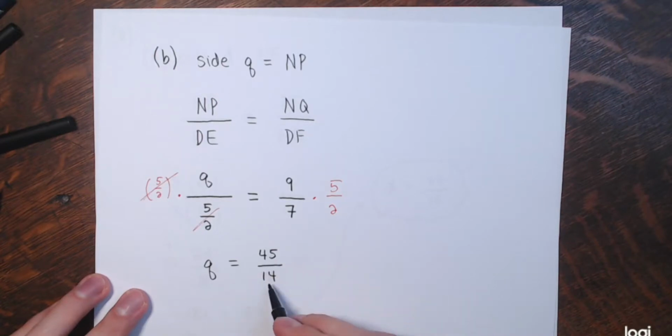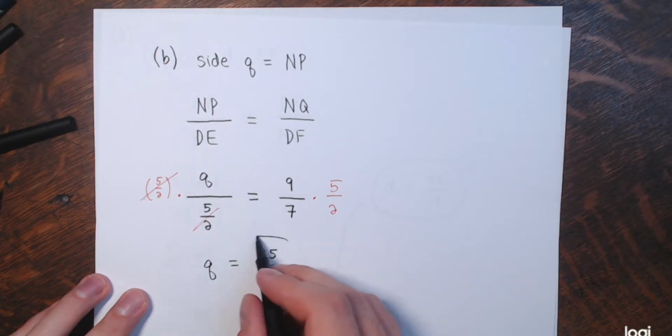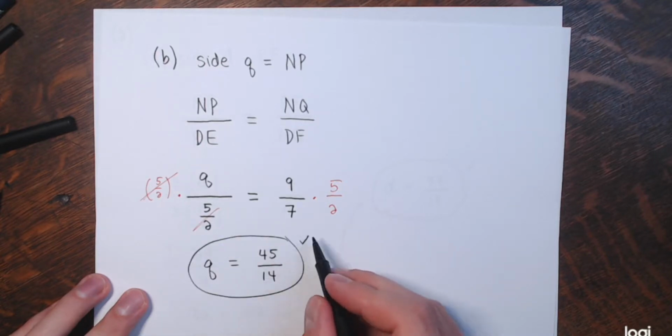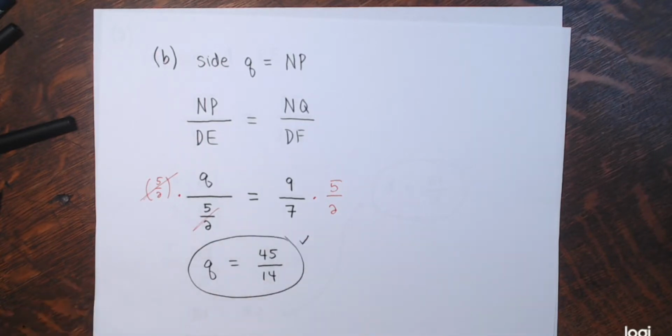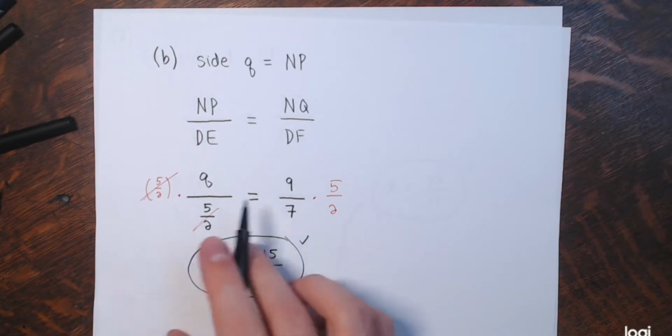And that's it, right? This is 2 times 7. This is 3 times 3 times 5. There are no common factors. And then check it, it should make that ratio true. Should make this proportion true.